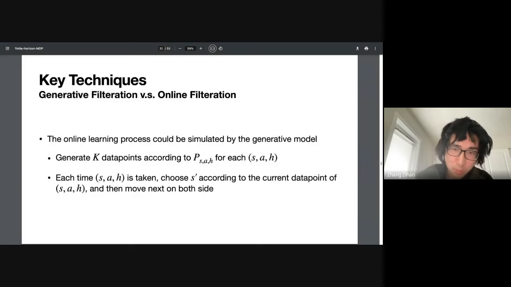I want to emphasize that the online learning process could be simulated by such a generative model with K independent samples from each state, action, and horizon triple. The process is just like below. You first generate K data points for each state-action-horizon triple. Each time this state-action-horizon is taken, you choose S prime according to the current data point of SAH, and then you move next on both sides. In the online learning process, you transition the state to S prime. On the generative side, you discard the current data point of SAH and move the pointer to the next data point of SAH. In this way, we can simulate an online learning process using such a generative model.